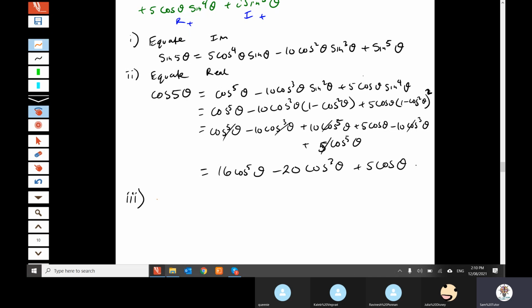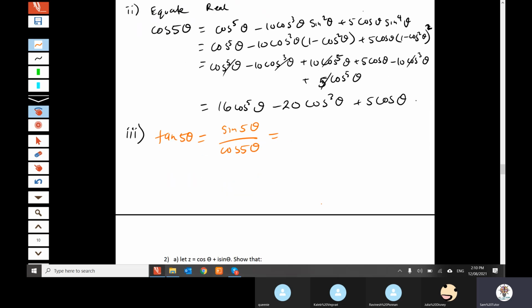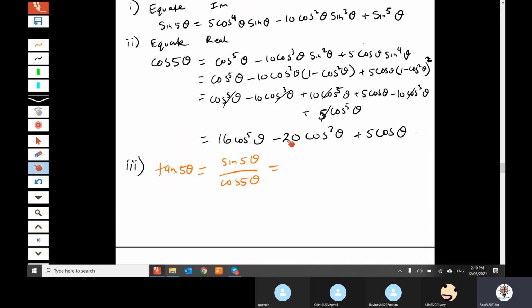And the way you're going to do tan 5 theta is by doing sine 5 theta over cos 5 theta. For sine 5 theta, you choose the original case. Don't choose the simplified case, so don't choose this version for cos. You choose the original case. All right, anyway, next line.